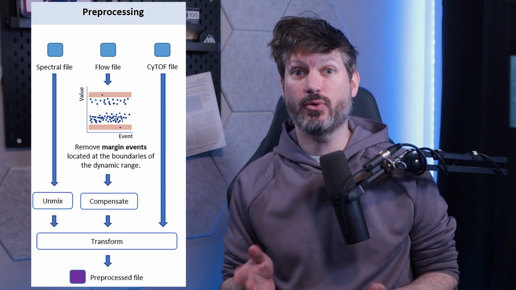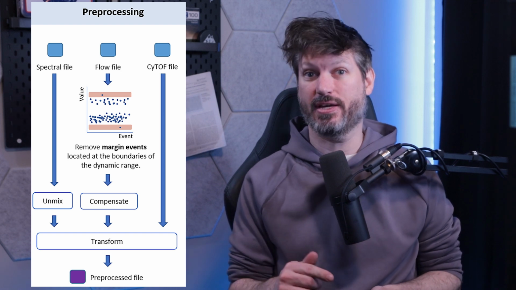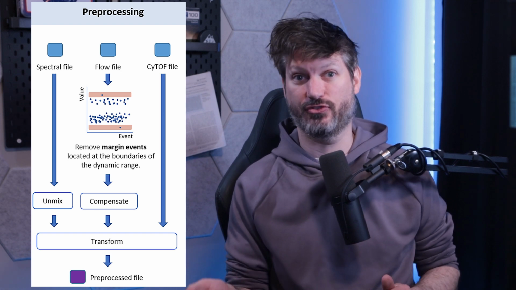Now we can start with PeacoQC. But if you're starting with PeacoQC from some other method, through a plugin for another piece of software, just remember PeacoQC is expecting your data to be both compensated and transformed for traditional flow cytometry data. If you're doing spectral data, you'll just need to unmix. And if you're using CyTOF, then transform.